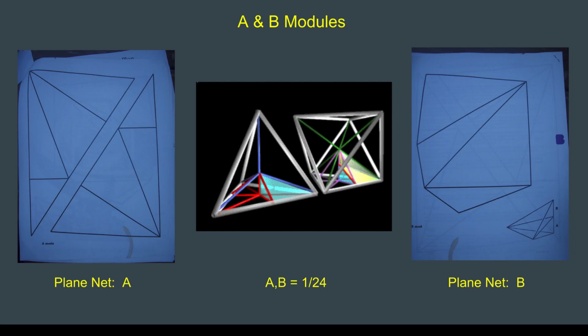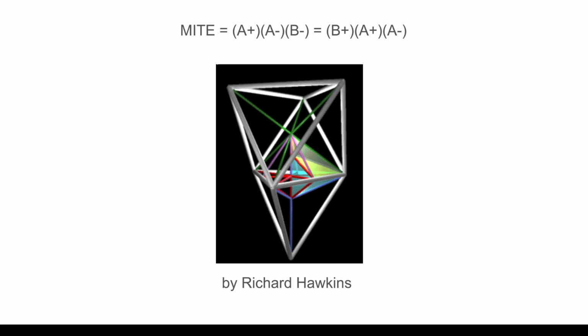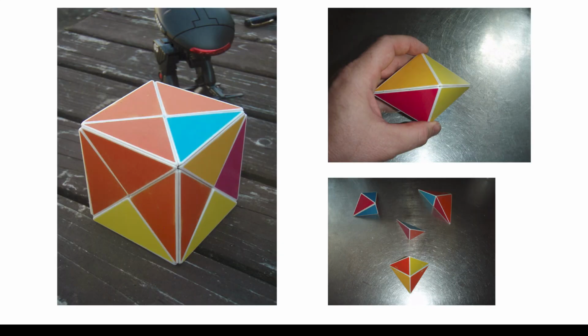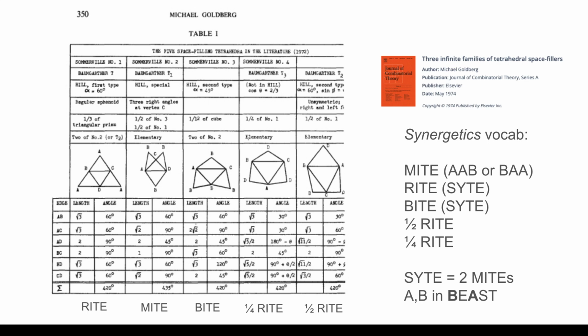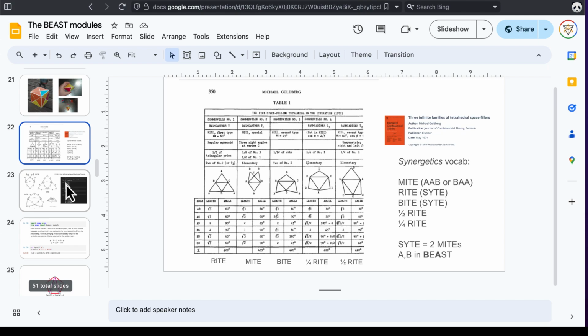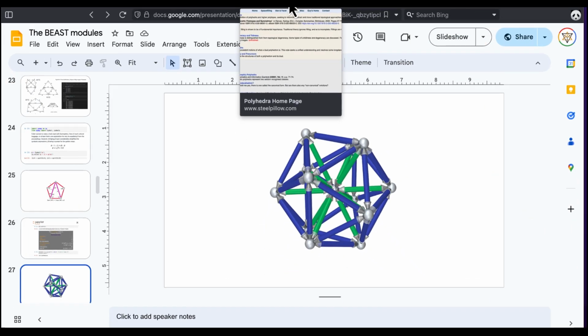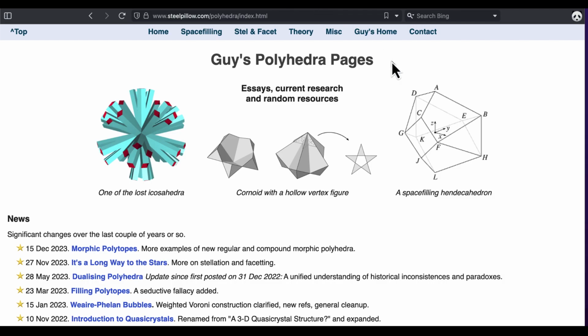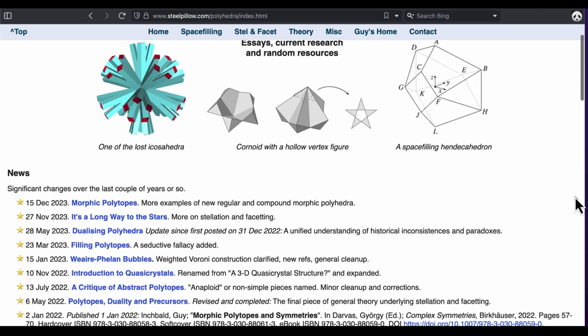This is not new content, but I've added a slide reconnecting Fuller's streamlined vocabulary over here on the right to the columns, the five columns, in a very useful table by Michael Goldberg in a 1970s article about space-filling tetrahedra. And he's summarizing what was known at the time of his writing, and going on to explain some new discoveries. So there's a whole field about space-filling polyhedra, Archimedean dual honeycombs, Guy Inchbald.